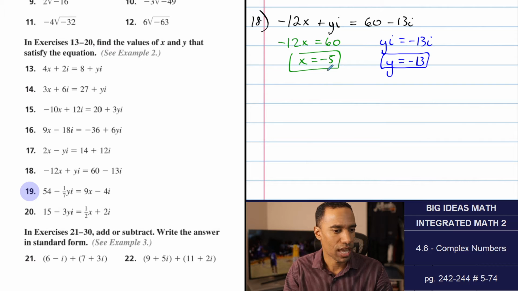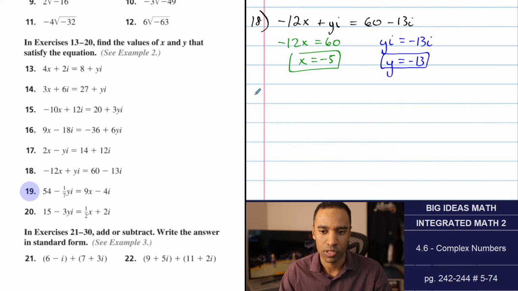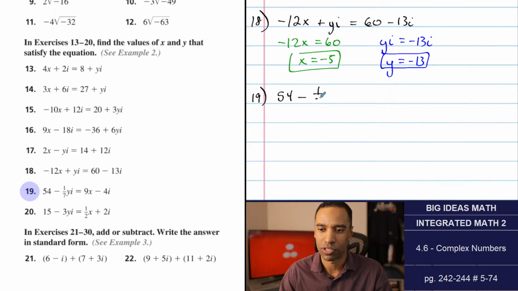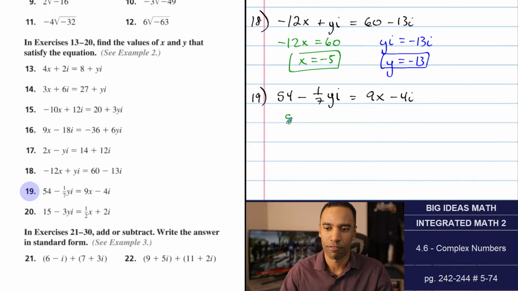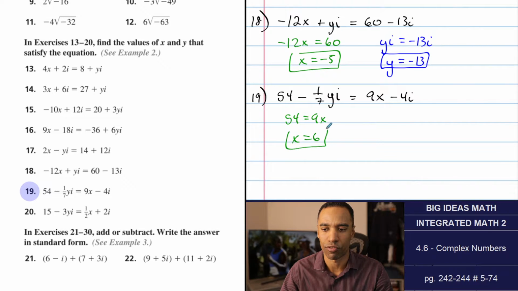Number 19. Got some fractions. X and y are not only on opposite sides of the equation, but they're switched from where they were to begin with. Now the real number is plain in sight on the left side, and the imaginary is plain in sight on the right side. We didn't have that before. Okay, so we have 9x minus 4i. No change in what I would do for this thing. 54 is 9x. Divide both sides by 9. We'll still get 6 for x.